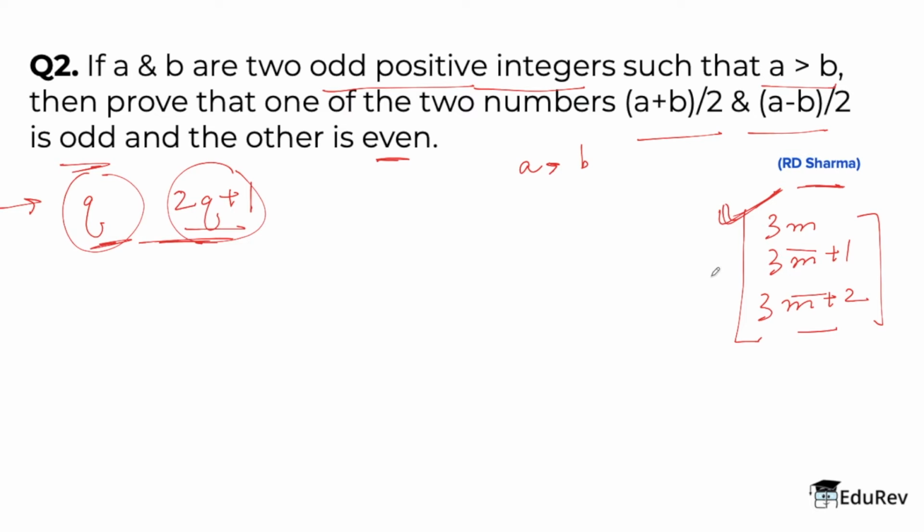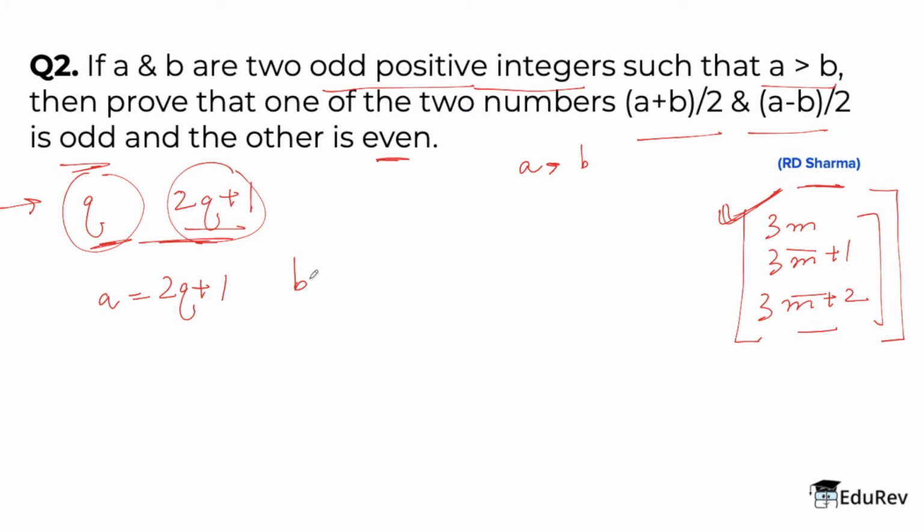I'll again repeat that if you do not know what I'm talking about here, that is 3m, 3m plus 1, 3m plus 2, and you do not remember how that was done, then do click on that video first, see the question, and then come back to this video to solve this question. Moving ahead, since the positive integers can be of the form 2q and 2q plus 1, let me assume that A is 2q plus 1.